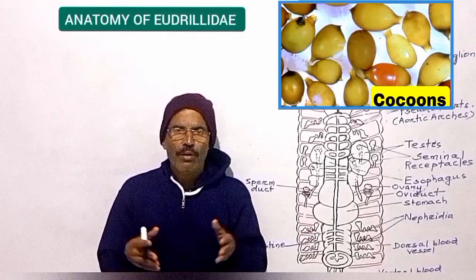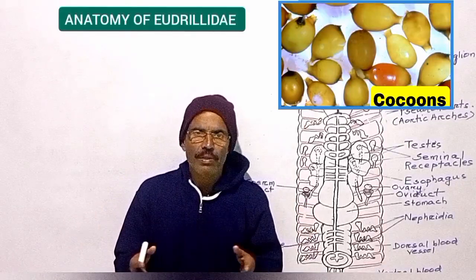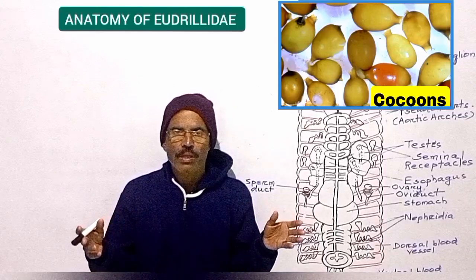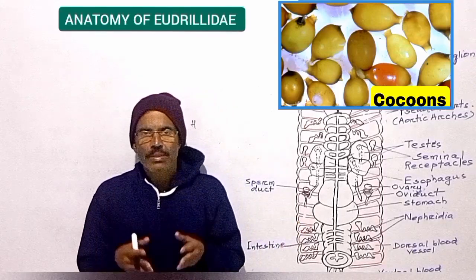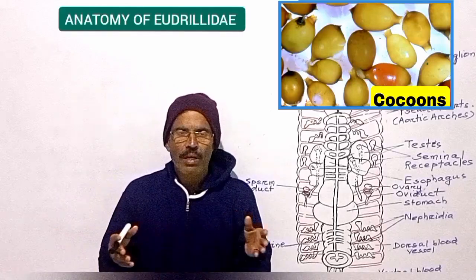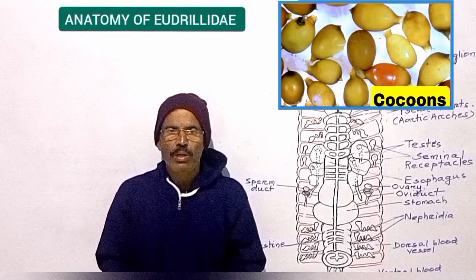And finally, the nervous system of Eudrilidae is divided into three parts. Number 1, the peripheral nervous system. Number 2, the central nervous system. And number 3, the sympathetic nervous system. This is all about the anatomy of Eudrilidae.